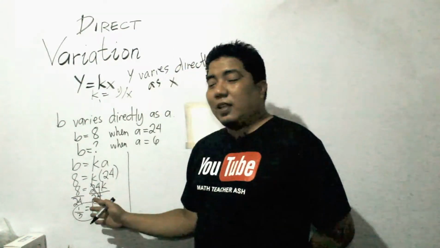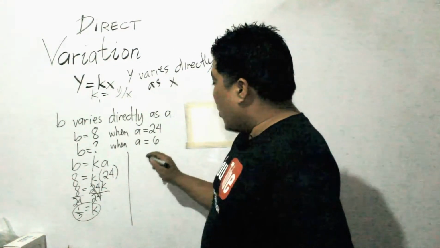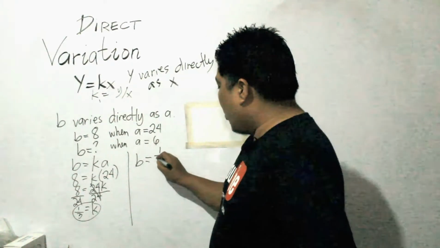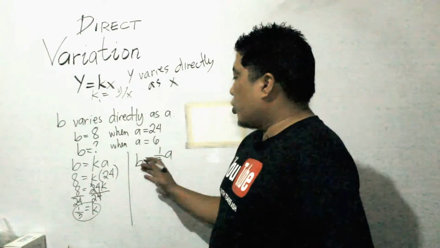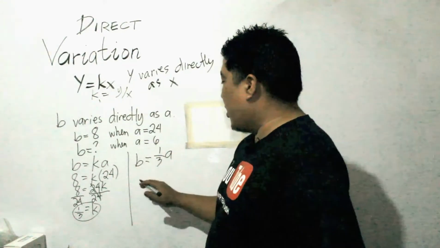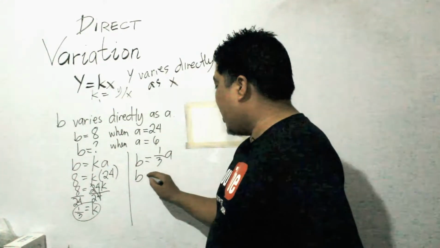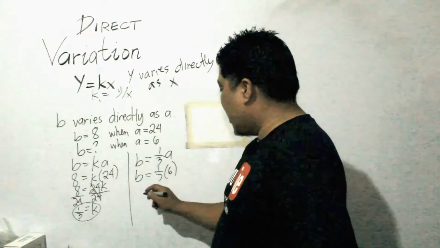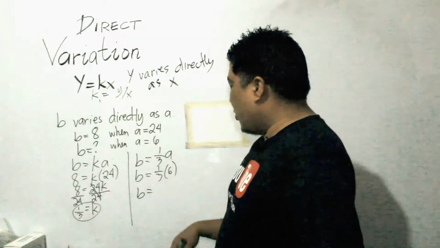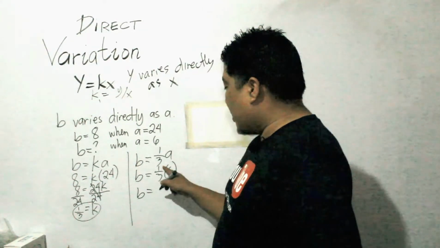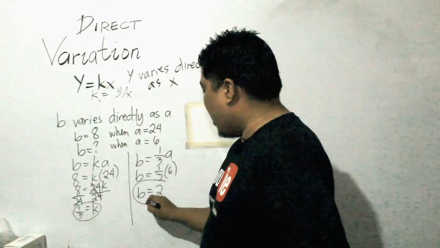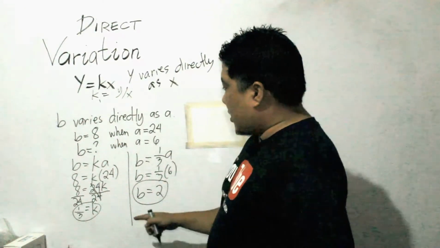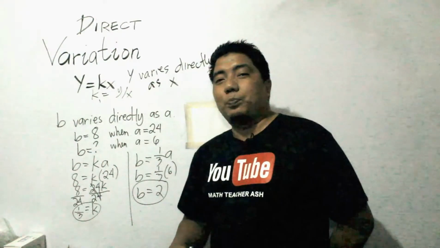Okay, this is not yet the answer for the problem, right? So, what we need to do now is to write our equation, and that is b equals 1/3 a. So, we will now apply our second situation, that is b is equal to 1/3 times 6. And 1/3 of 6 is 6 times 1, that is 6, divided by 3, that is 2. So, b is 2. So, 24 becomes 6, 8 becomes 2.